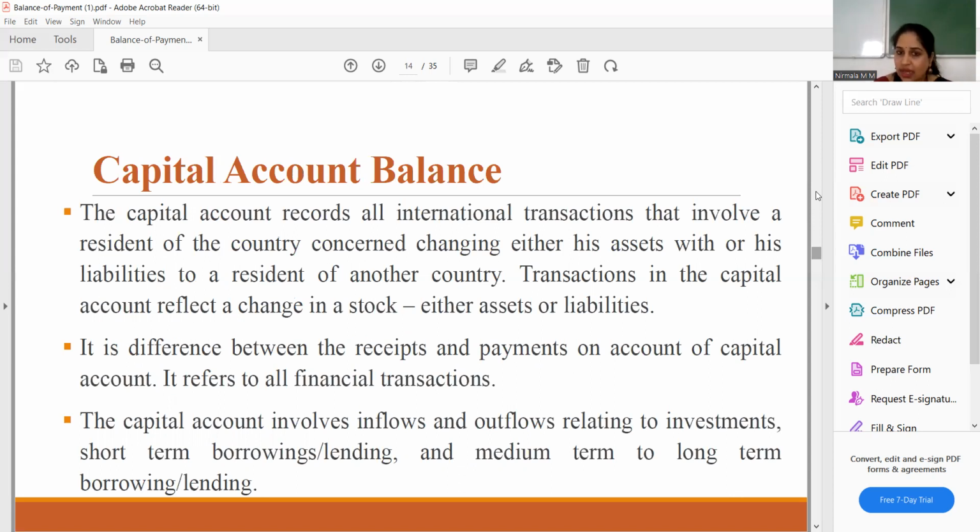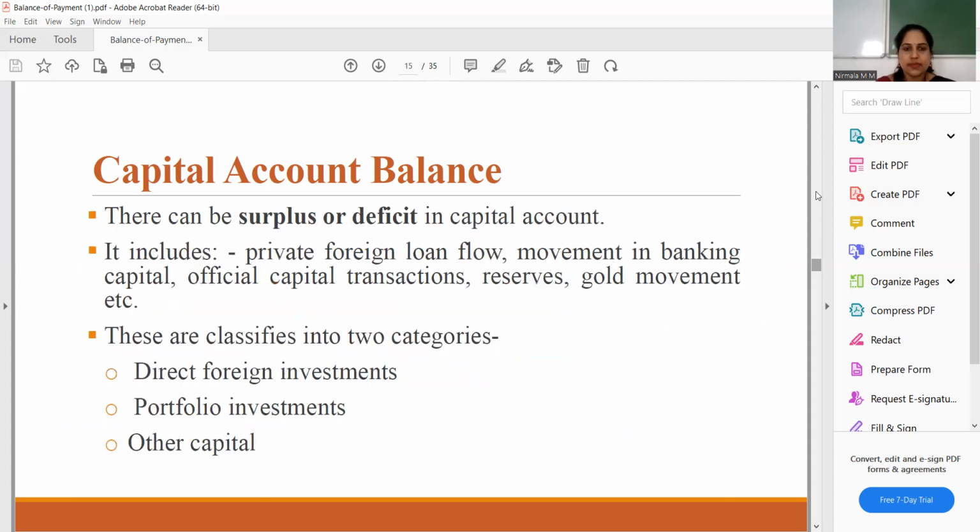The capital account records all the international transactions that involve a resident of the country concerned changing either his assets or his liabilities to the resident of another country. Transactions in the capital account reflect the change in the stock, either in assets or the liability. The difference between the receipts and payments on the capital account refers to all financial transactions.